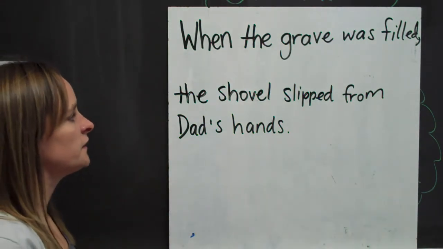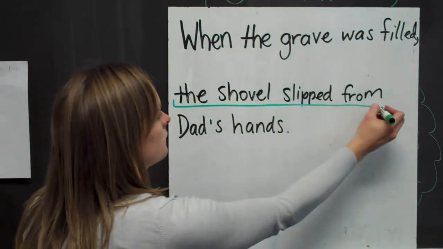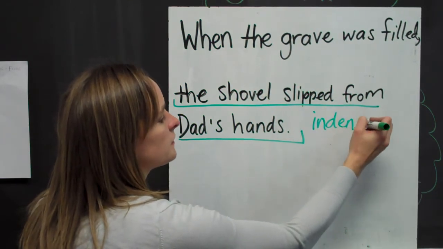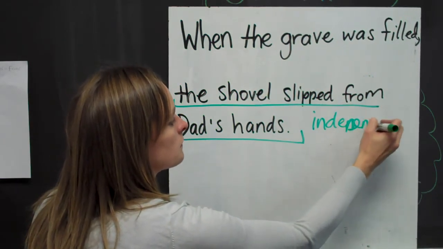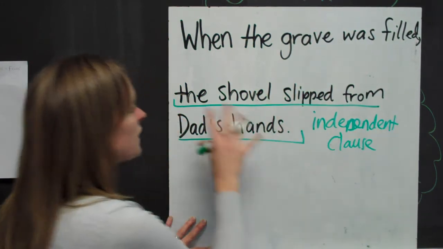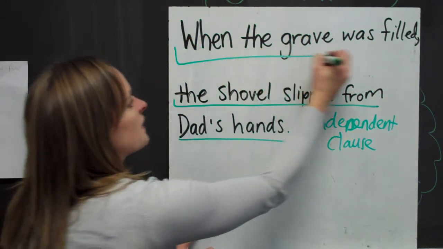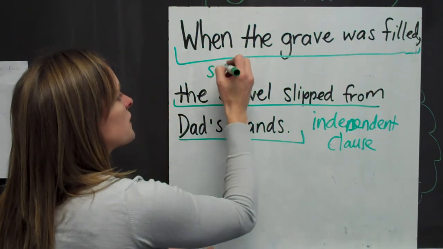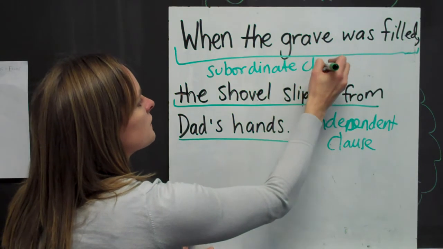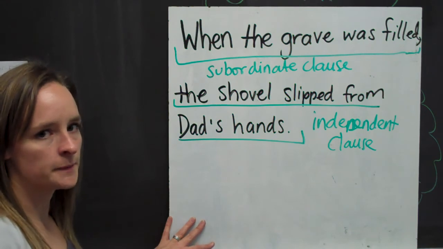When the grave was filled, the shovel slipped from Dad's hands. The shovel slipped from Dad's hands is independent. That could stand alone by itself. It doesn't need anything else. But it does have the subordinate conjunction. The subordinate clause. When the grave was filled, to get it started.